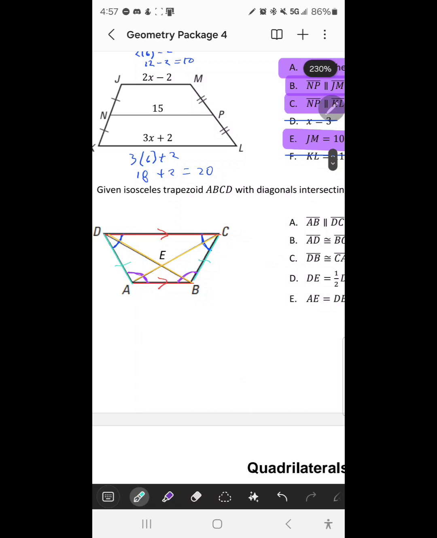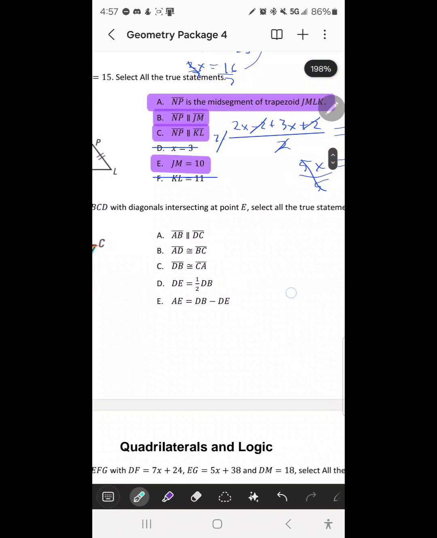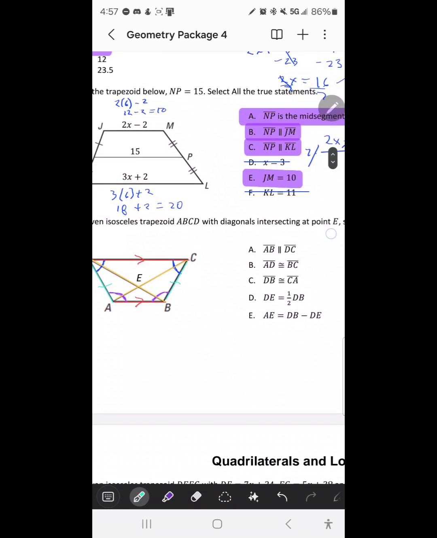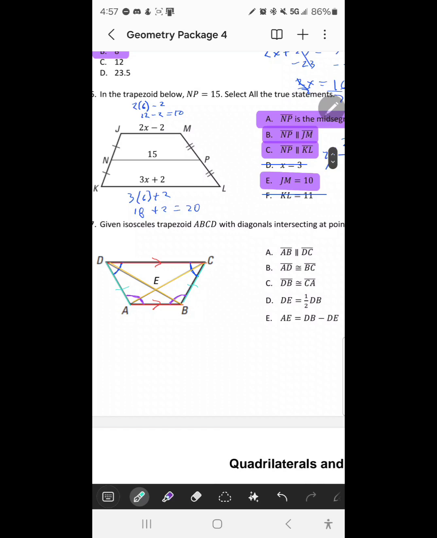Now, based on this, let's see what are the true statements. So AB parallel to DC, yes. AD equal to BC, yes, I just said it. DB equal to CA, yes. DE equal to 1/2 of DB, no.